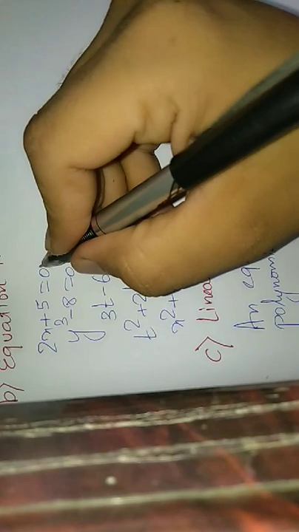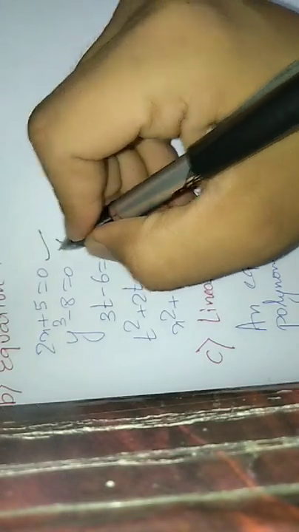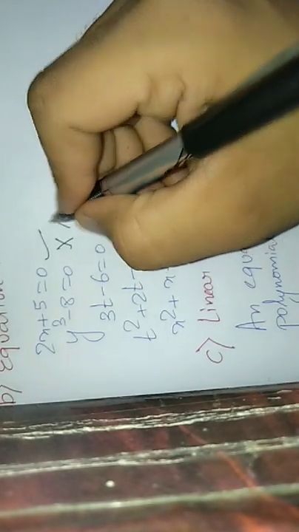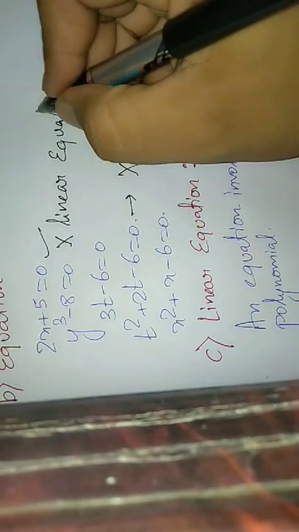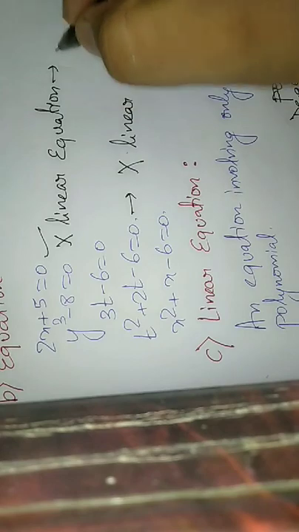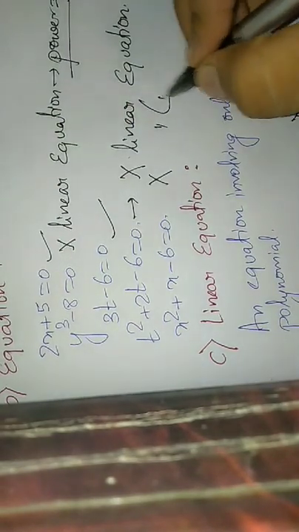Here this is a linear equation, this is not a linear equation. Why? Because the power is 3. This one is a linear equation, this is not a linear equation. Why? The power is 2.